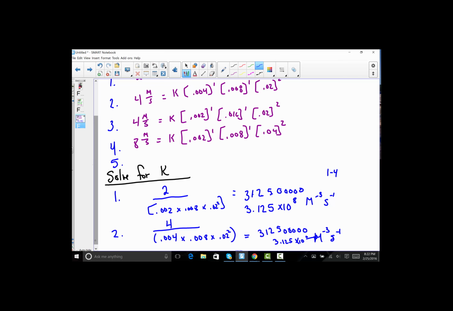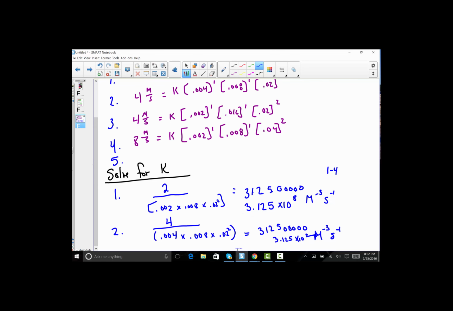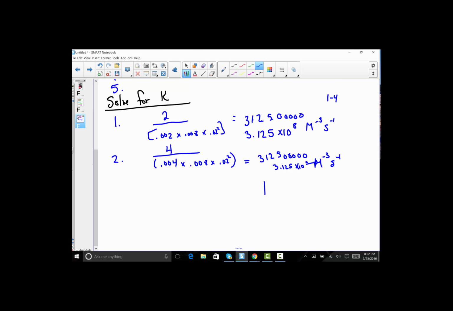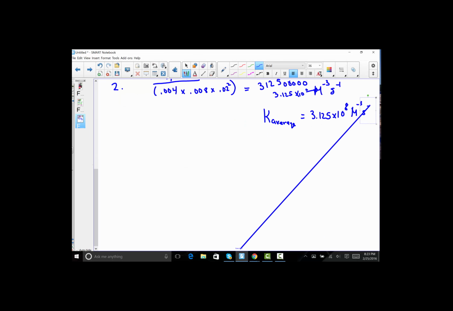But you'll soon see that because I made this data up, we're going to have a pretty constant K, aren't you? So the average K we'll say is 3.125 times 10 to the 8th power, molarity -3, seconds -1. So you can finish off showing all of that work to find the rate constant and then average. Then it simply says use this to solve for the predicted rate for reaction 5.